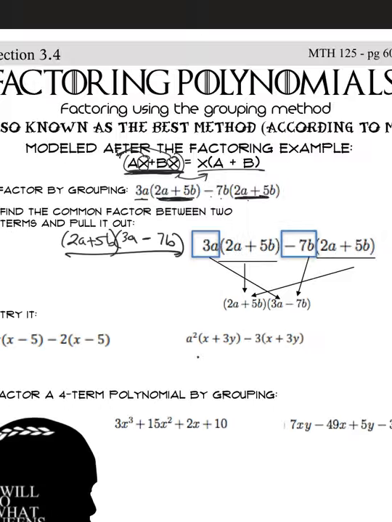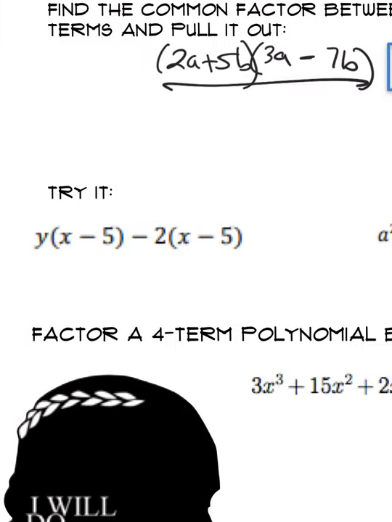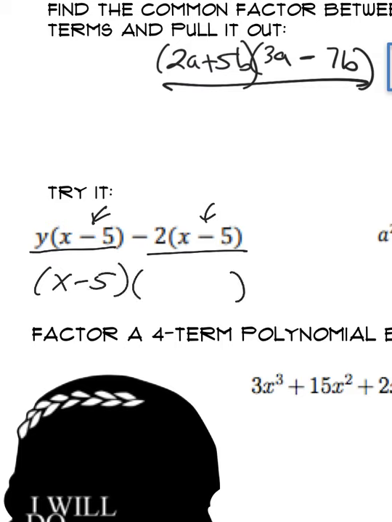Let's look at another example. I have two terms. They have a common factor. It's x minus 5. So I can pull my x minus 5 out front, open a set of parentheses. For this first term, I have to multiply x minus 5 by y. For the second term, you have to multiply x minus 5 by 2. Now this is factored. It's factored form.